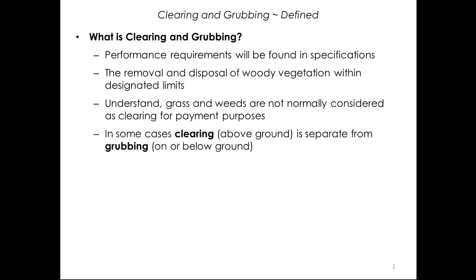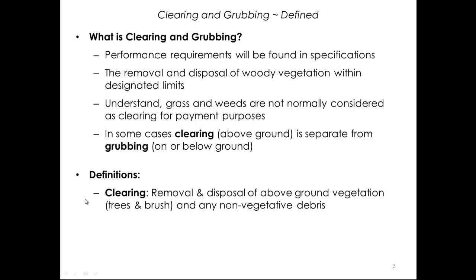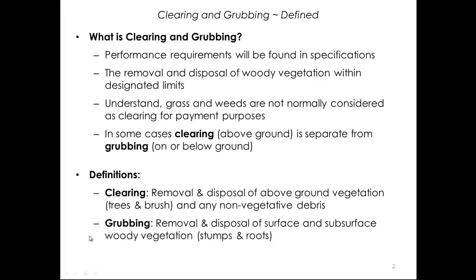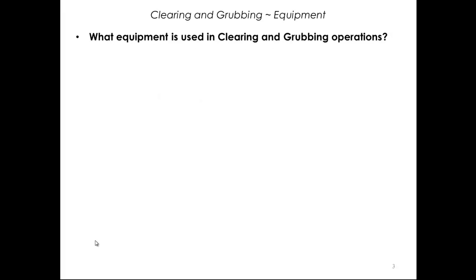Sometimes clearing and grubbing are defined separately, and occasionally portions of sites are cleared but not grubbed, depending on the type of project. So, under the idea of separate definitions, clearing is the above-ground removal of trees, brush, and other debris with disposal. And grubbing is the removal and disposal of all stumps and roots at or below the surface. Note that disposal is a key part of any definition of this work. We'll talk about disposal in a couple of minutes, but first let's look at some typical equipment used in clearing and grubbing work.